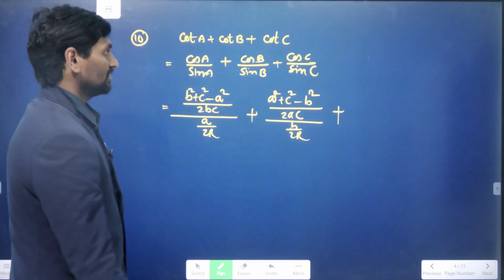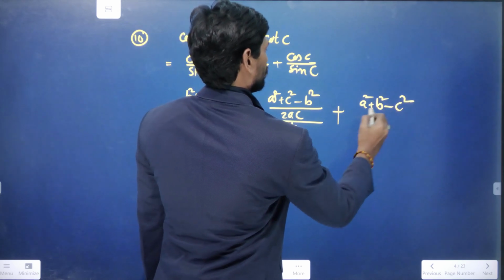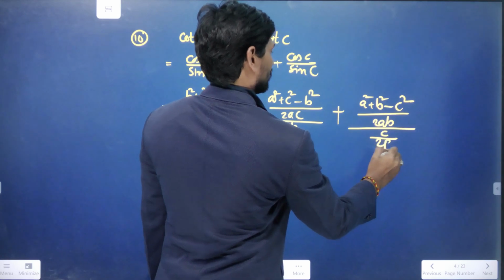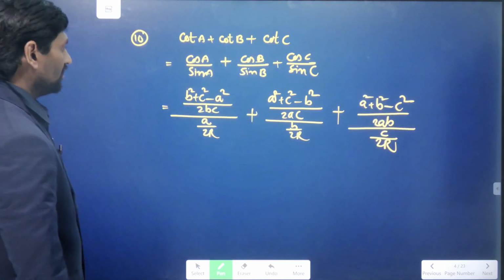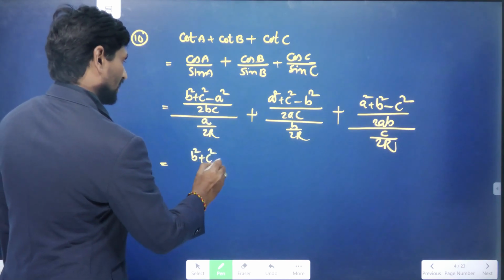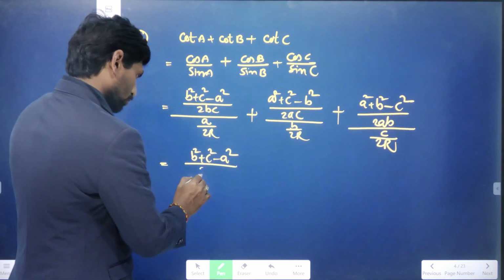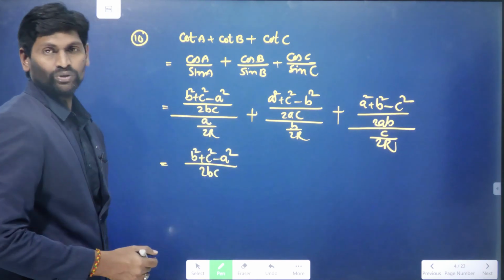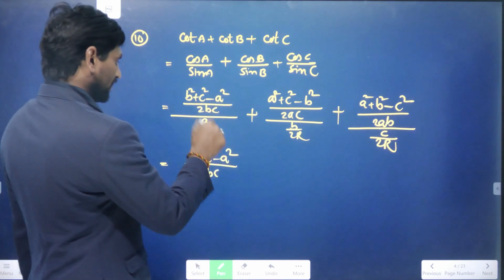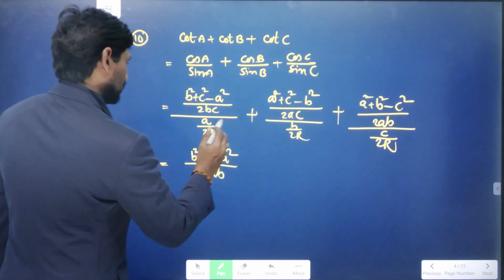And the third one, (a square plus b square minus c square) by 2ab whole by c by 2r. Now I am converting (b square plus c square minus a square) by 2bc, and this a by 2r, when you take it to the numerator it will be 2r by a, that means 2abc in the denominator with numerator 2r.